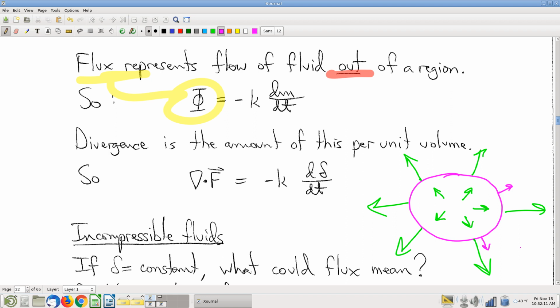So because it's an outward, we get a minus sign there. But other than that minus sign, it relates to the quantity of fluid leaving the region. So rate of change of the interior quantity, and of course going down.